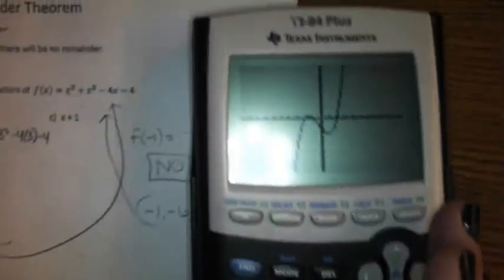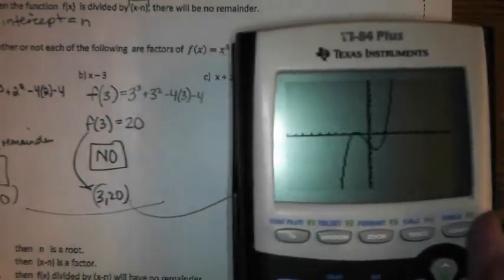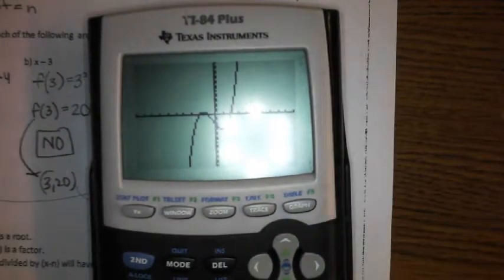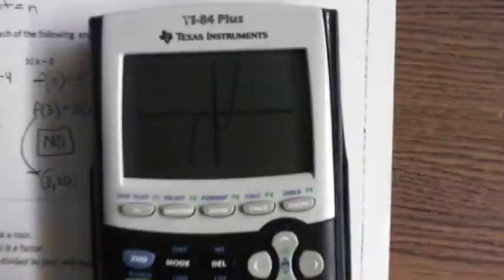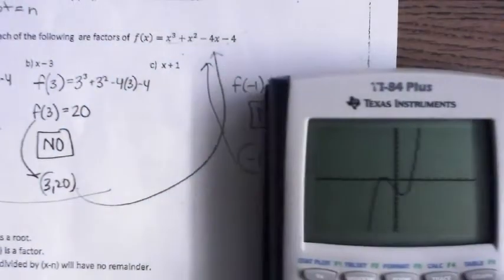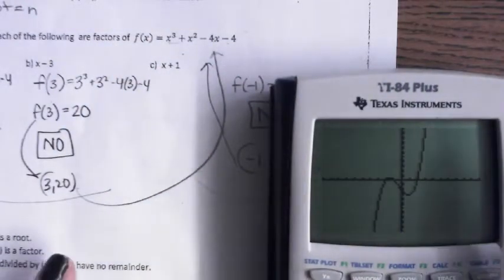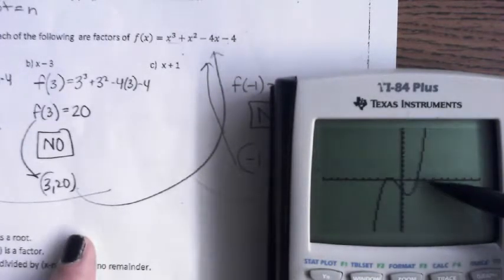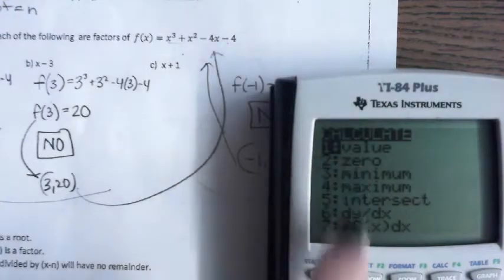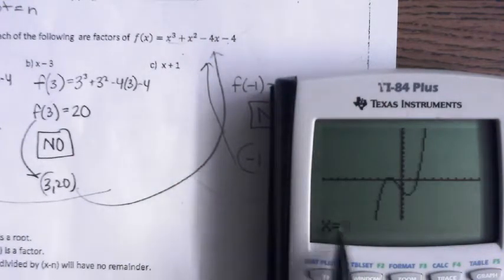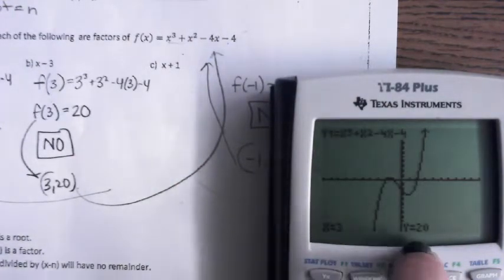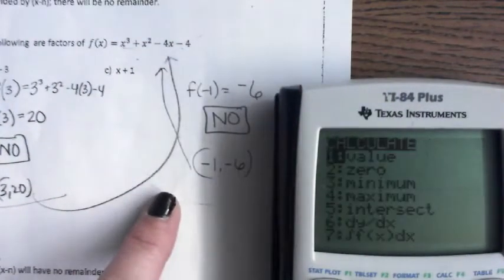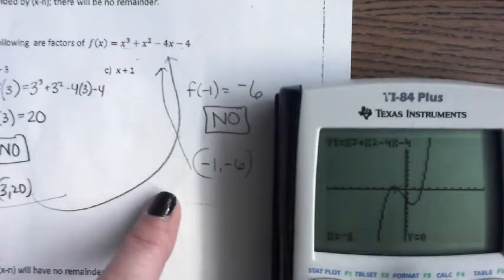So here I just graphed this. And you'll be shown graphs of this and asked to use the remainder theorem. We'll get to one of those questions today. So I went from -20 to 20. I can do second trace value, and say, if x is 3, what's the y coordinate? 20. And if x is -1, second trace value, if x is -1, there's my point.